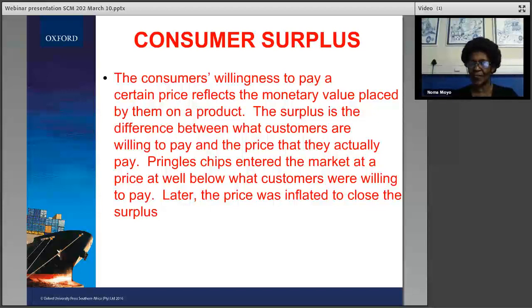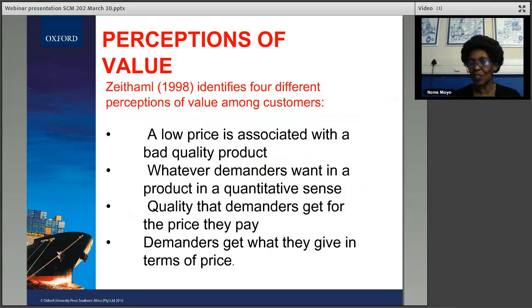What is consumer surplus? Consumer surplus is consumers' willingness to pay a certain price, which reflects the monetary value placed by them on that product. The surplus is the difference between what customers are willing to pay and the price that they actually pay. Pringles chips entered into a market at a price well below what the customers were willing to pay. Later, the price was inflated to close the surplus.